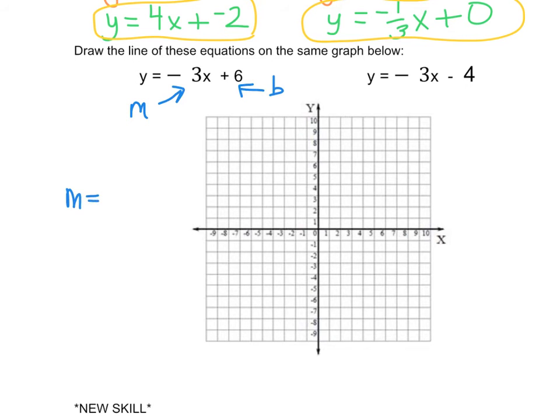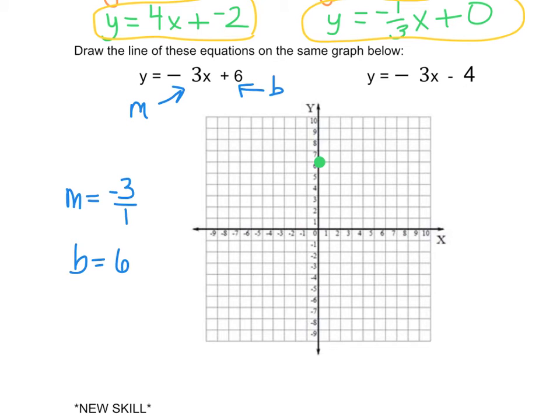So for our first equation, the m is -3. And for our slope, we always need rise over run. Our b is 6. Begin at the b. I feel like I've said that a bunch of times. Okay, we're going to begin at the b, which is 6, and put a point. 1, 2, 3. Well, that's right here.